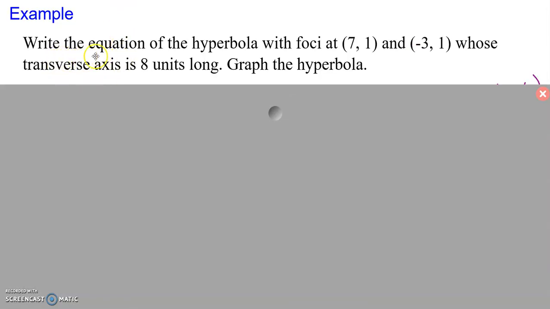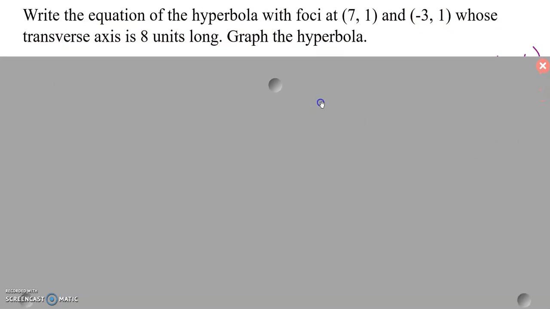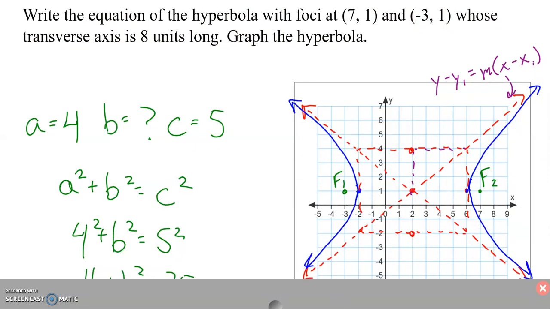All right. Next, write the equation of a hyperbola with foci at 7, 1 and negative 3, 1, whose transverse axis is 8 units long, then graph the hyperbola. So I already made my graph here, but I'll show you the order I did stuff in. So the foci are at 7, 1 and negative 3, 1, so I plotted those first.